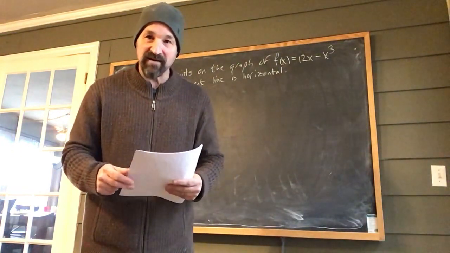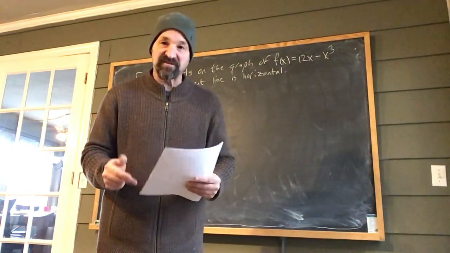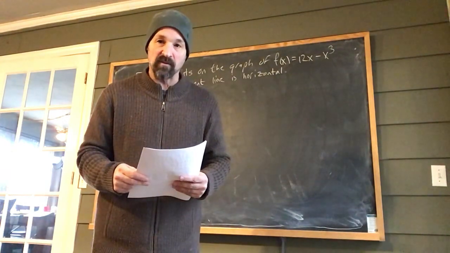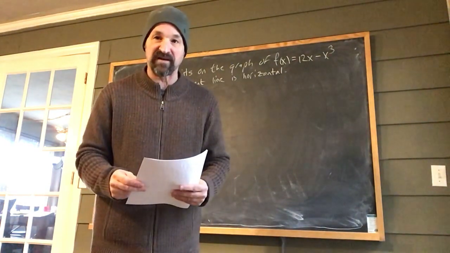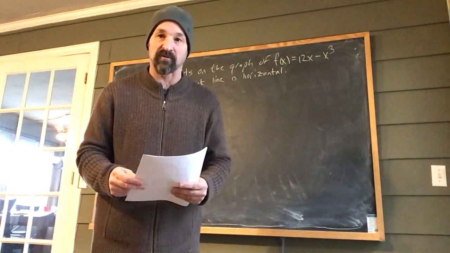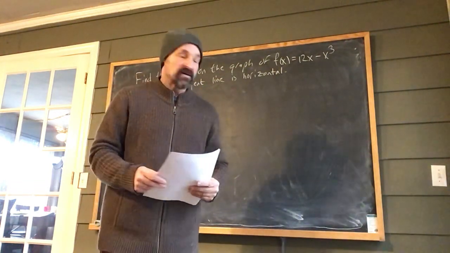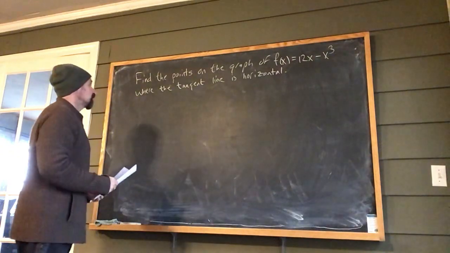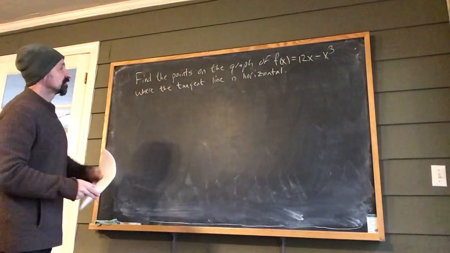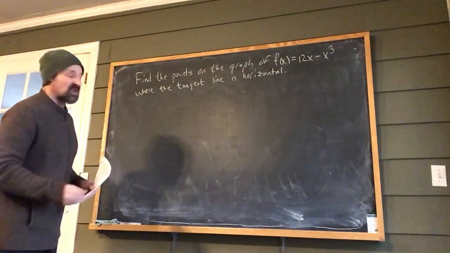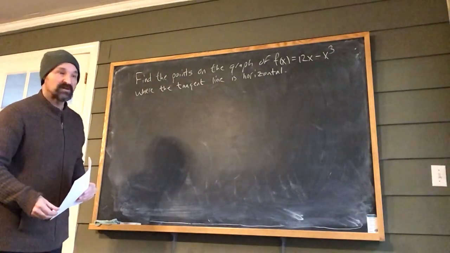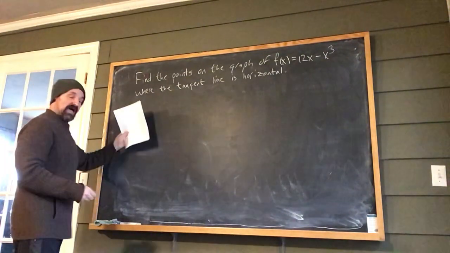Okay, welcome back. Let me start this video by working some typical problems that you might see in your Achieve homework or on the written homework. And here's one real typical problem. You're asked to find the point or points on the graph of this cubic polynomial where the tangent line is horizontal. So let me just graph that cubic.